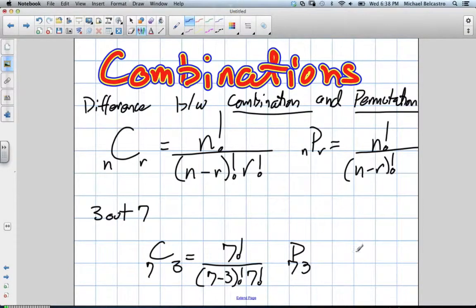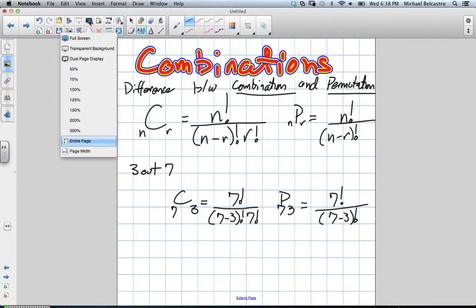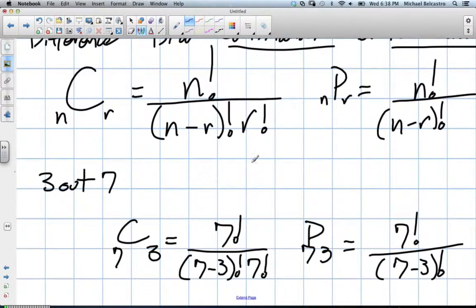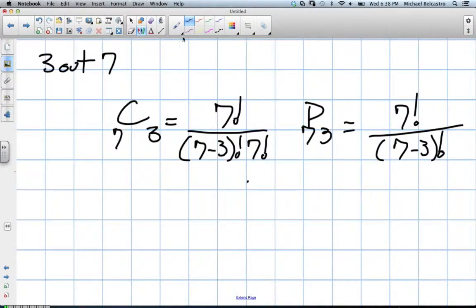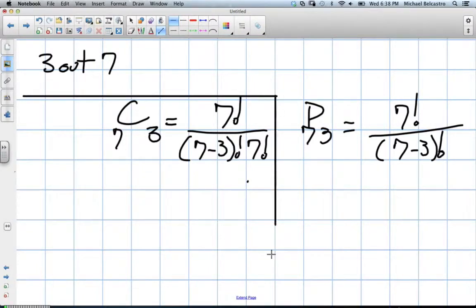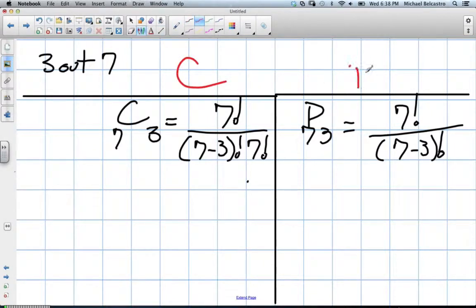In our permutation, we have 7 factorial divided by 7 minus 3 factorial. Now, what I'm going to do in this one is I'm actually going to break this up so you can see how this simplifies a little. So we have our combination and our permutation here, C and P, we'll call it. What this actually reads is, we'll fix the combination one more time so that it's just terms. Combination of 7 and 3 is equal to 7 factorial over 4 factorial times 7 factorial. You okay with that? Yep.